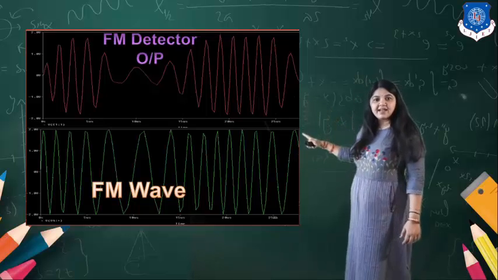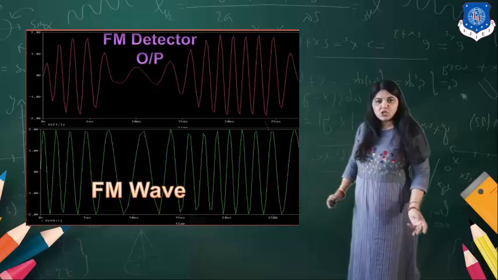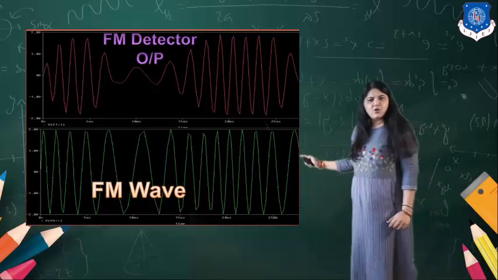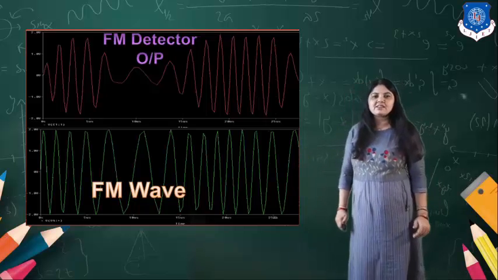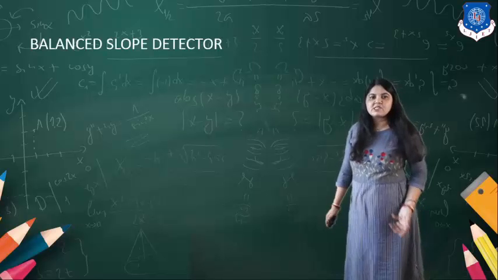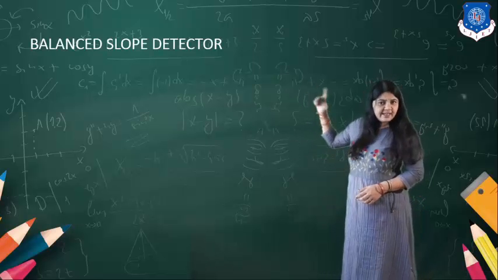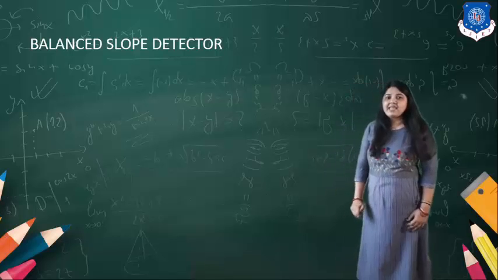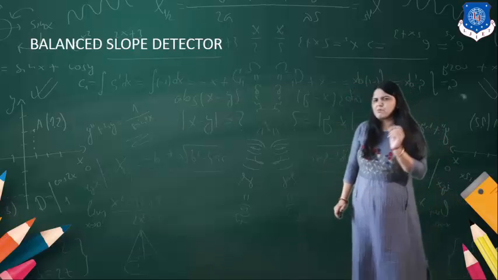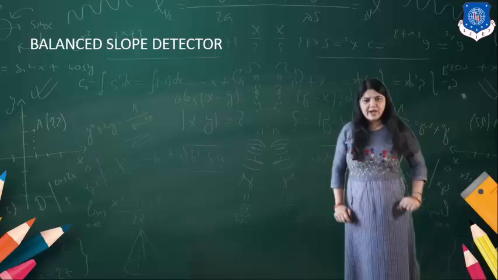So you can see that noise can also be added, and you are not getting the output that is perfect, as we need. So the next method is the balanced slope detector. There is a minor difference between the two methods.